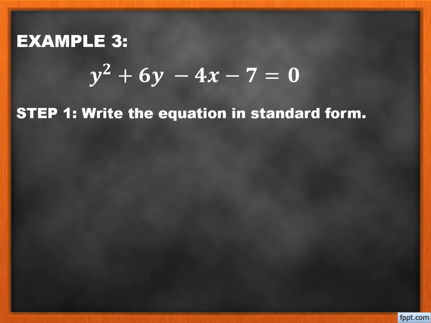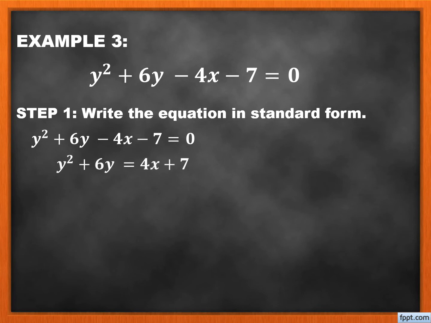Now let us have example number 3. The given equation is y squared plus 6y minus 4x minus 7 equals 0. Step 1. Let us write this equation in standard form. In this case, we're going to write the terms having the y variable on the left side, and then we write the term having the x variable and the constant on the right side. Therefore, we have y squared plus 6y equals 4x plus 7.